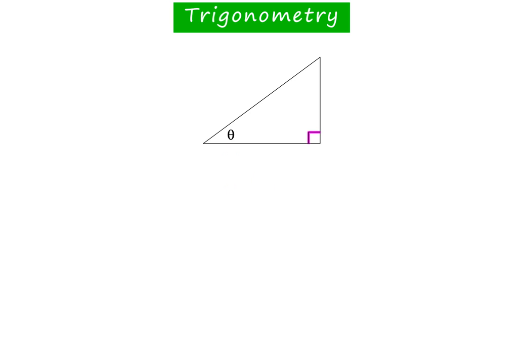In any right-angled triangle, the side opposite the right angle is called the hypotenuse. Also note, this hypotenuse lies next to the angle theta. On the other side of theta is the side adjacent to theta. And the third side is the opposite side because it lies opposite theta.